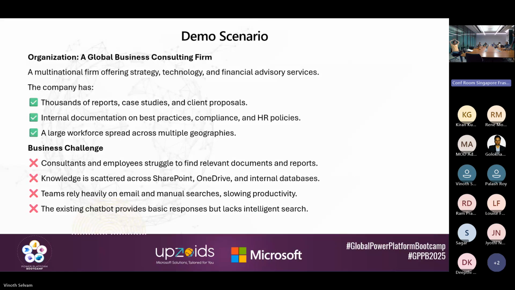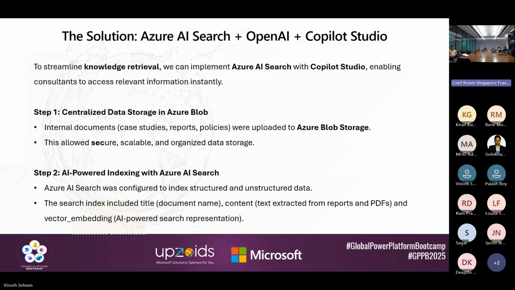So based on the scenario that we discussed, what solution are we going to propose for this particular problem? We will streamline this knowledge retrieval. We will implement Azure AI Search along with the Copilot Studio, and we will give the chatbot to all the employees, through any channels. It can even be the Teams channel which they are currently using. Users can directly go into the Teams chat with the chatbot and get the information whatever they want.